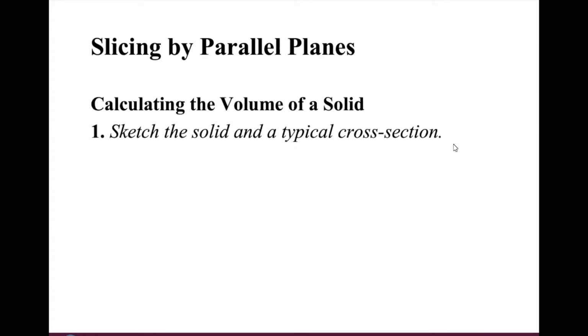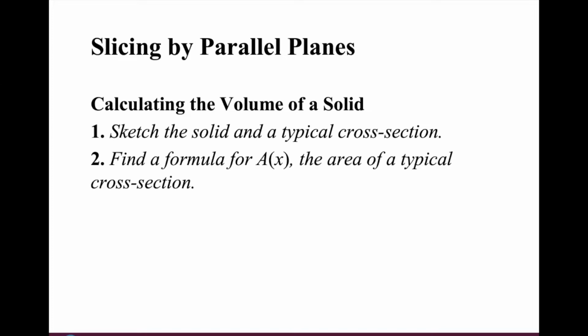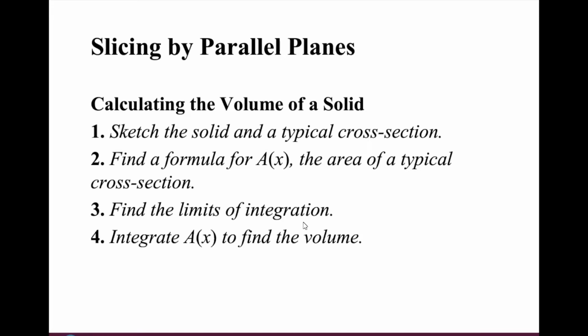All right, so the steps for calculating the volume of a solid by slicing. First, we will sketch the solid and a typical cross section. Next, we'll find a formula for A of X, which is the area of a typical cross section. We'll find the limits of integration, and then we will integrate A of X to find the volume.